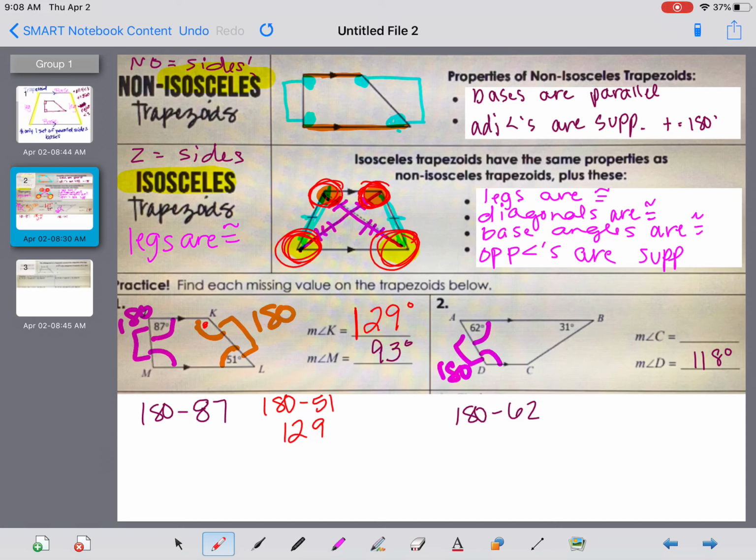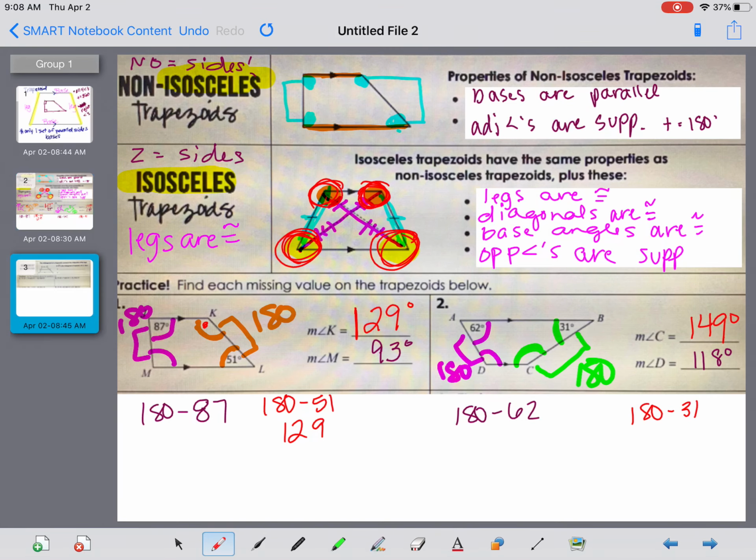Go back over here to number 1. This is 129, not just 29. 129 right there. Sorry about that. All right, and now we go to angle C. When we're doing angle C, we have 31 degrees here. We know that this top angle and this bottom angle have to add to be 180. So we just do 180 minus 31, and that gives us 149 degrees. So that's how you deal with the angles in a trapezoid. And those are both non-isosceles trapezoids. And you know that because you don't have any equal angles in there.